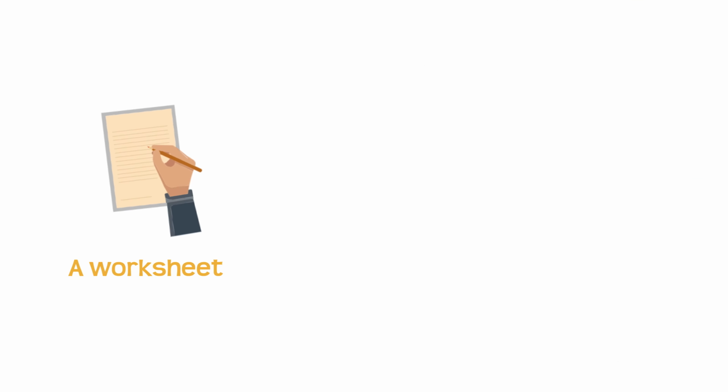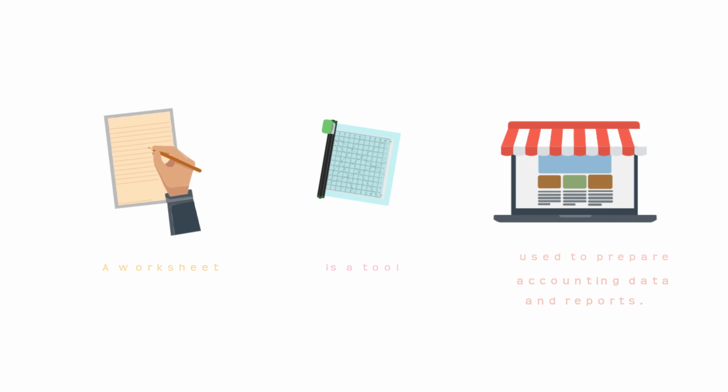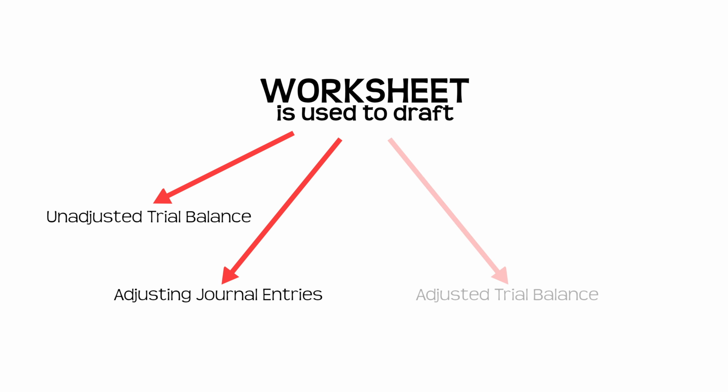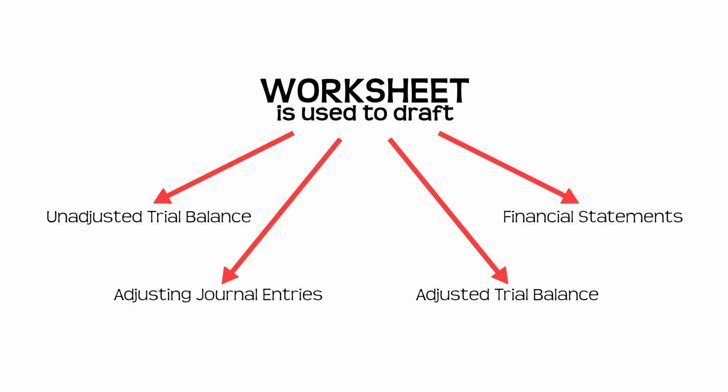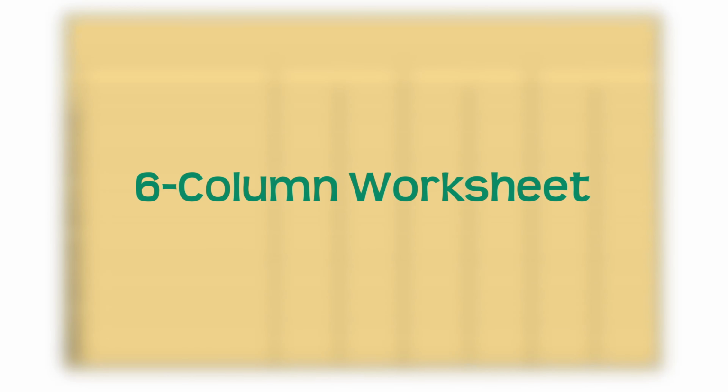A worksheet is a tool used to prepare accounting data and reports. It is often used to draft the unadjusted trial balance, adjusting journal entries, adjusted trial balance, and financial statement. In other words, the worksheet shows all the major steps in the accounting cycle side by side. Here is what a worksheet looks like. This worksheet is called a 6-column worksheet.